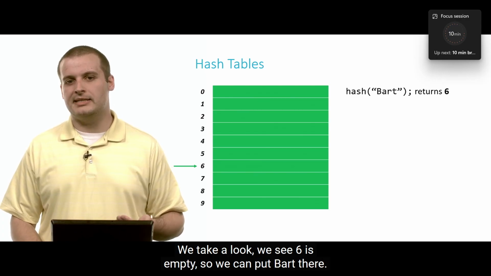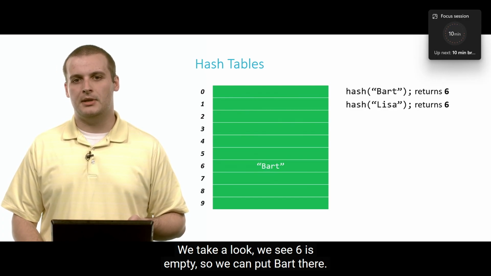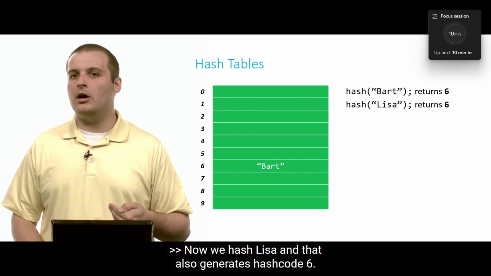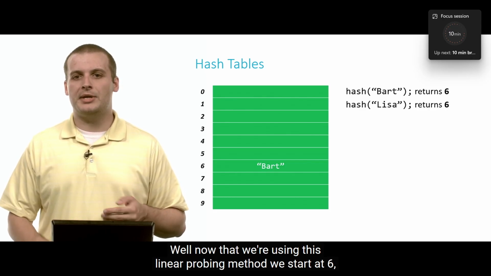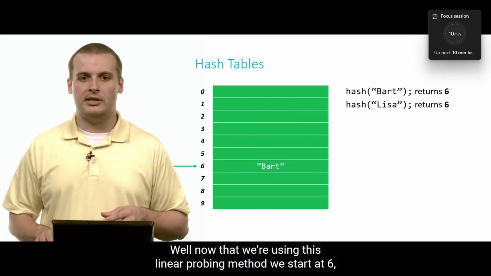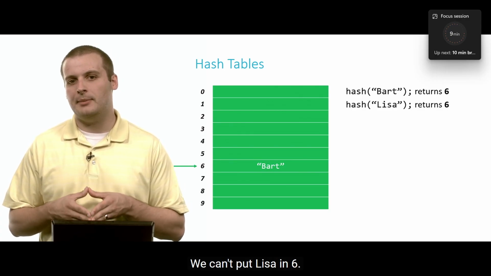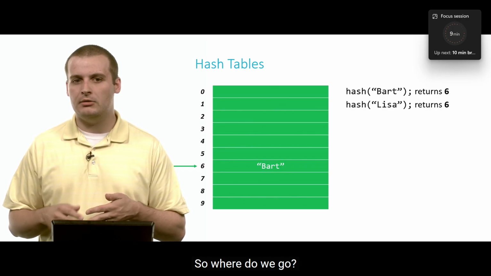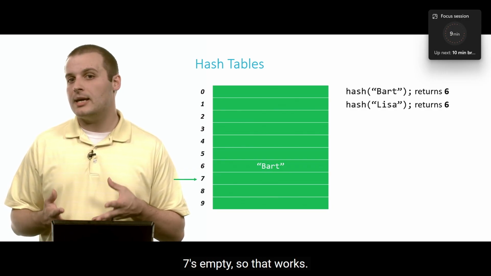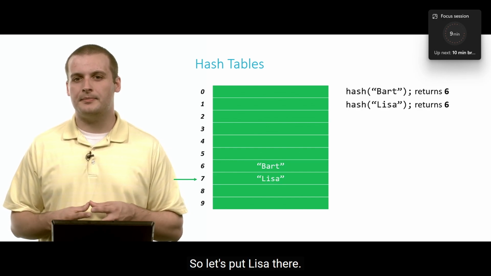We take a look. We see 6 is empty, so we can put BART there. Now we hash Lisa, and that also generates hash code 6. Well, now that we're using this linear probing method, we start at 6. We see that 6 is full. We can't put Lisa in 6. So where do we go? Let's go to 7. 7's empty, so that works. So let's put Lisa there.